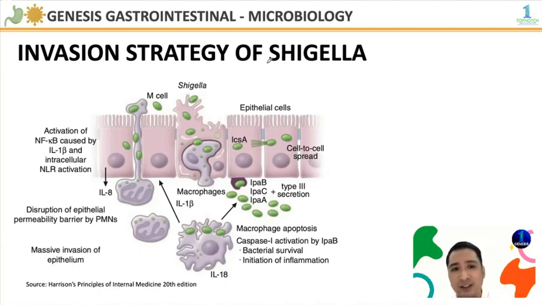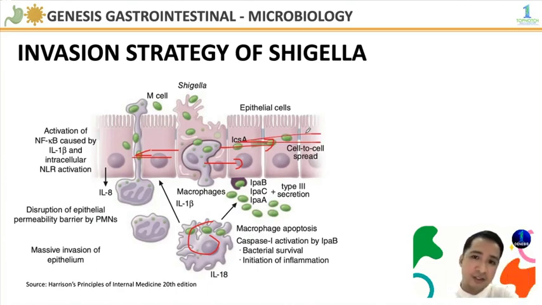What's the pathogenesis of Shigella? Shigella has a tropism for M cells. Upon entering the M cell, it moves on to other enterocytes. This is how it escapes the immune system: it goes to other parts, to other cells, moving cell to cell. So this is the invasion strategy of Shigella, again, through the M cell.